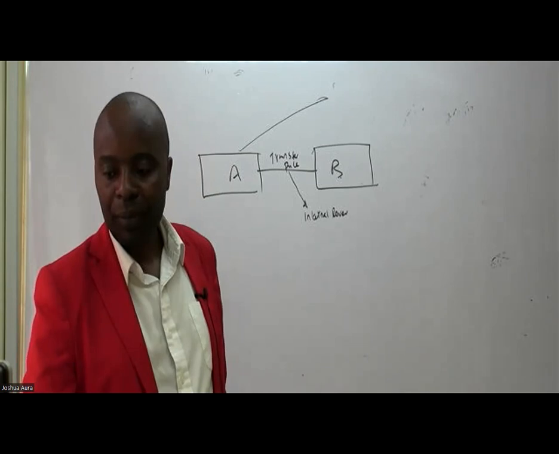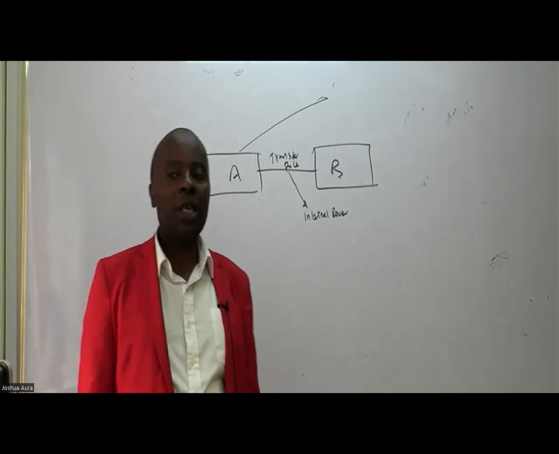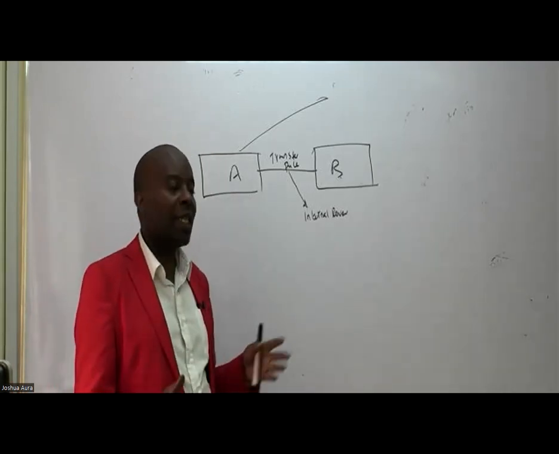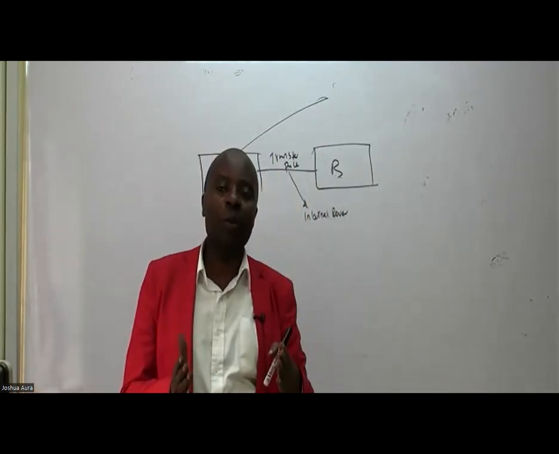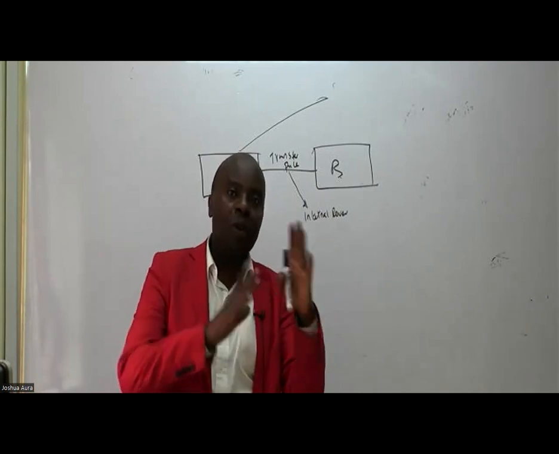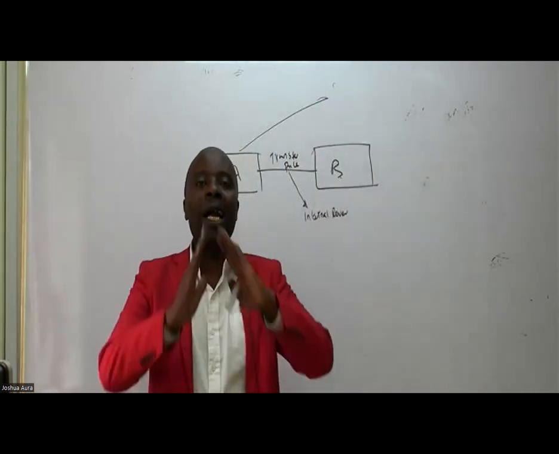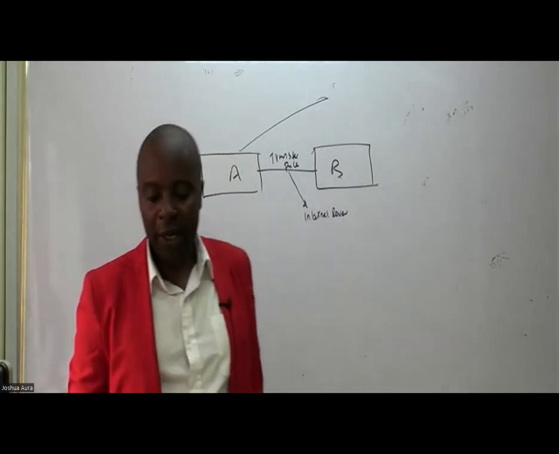Now, ladies and gentlemen, I would want us to look at the concept of ensuring goal congruence. Remember, because of transfer pricing, this division will be transformed from a cost center to a profit center, just like this one is a profit center. So all divisions in the organization will be pursuing a profit motive, which is the motive of the whole organization. So goal congruence means agreement of goals.